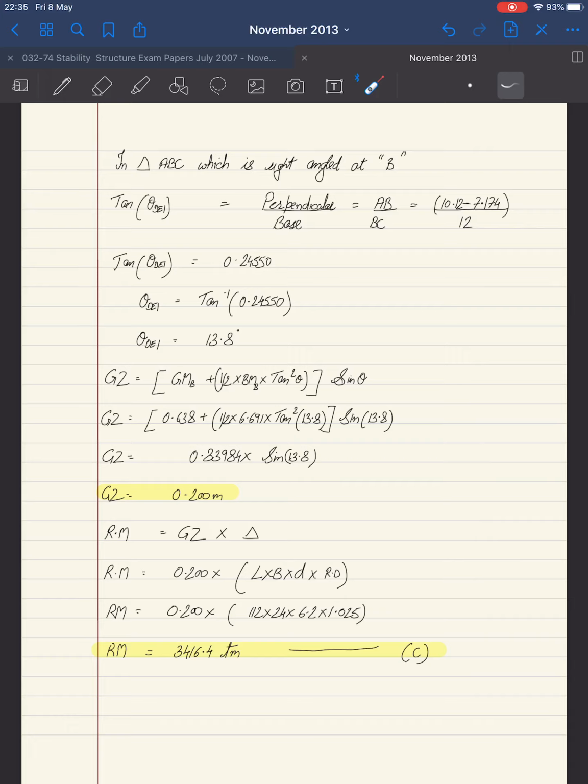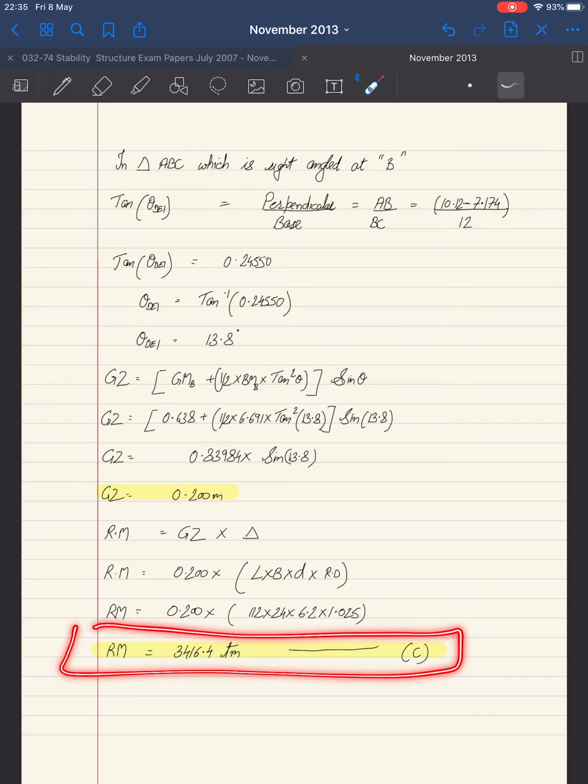When we put in the values, we'll get 0.200 multiplied by the length of the vessel, which is 112 meters, times the breadth of the vessel, which is 24 meters, times 6.2 meters, which is the initial draft of the vessel, times the relative density in which it is floating. The vessel is floating in salt water, so the relative density is 1.025. When we multiply all these numbers together, we'll find the righting moment as 3416.4 tons meter. So this is the final answer for part C of the question.